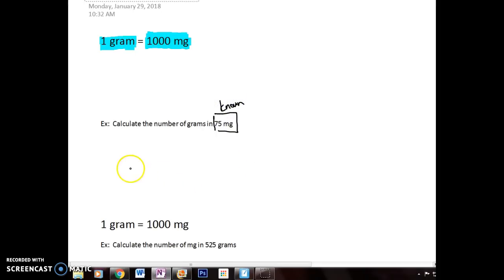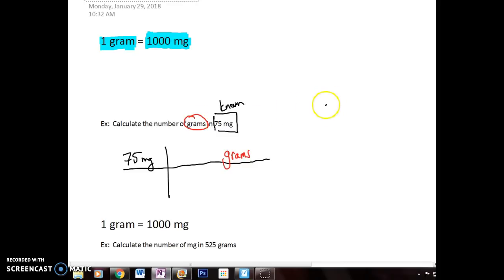The way I'm going to work this problem is I am going to draw a straight line like this, well, relatively straight, and I'm going to put my known quantity up here, 75 milligrams. And I'm going to draw a line just down like that. Now I need to look for my unknown quantity. What am I trying to find? So it says calculate the number of grams. So I'm looking for grams. So I'm going to write grams right here and leave myself a little room in front.